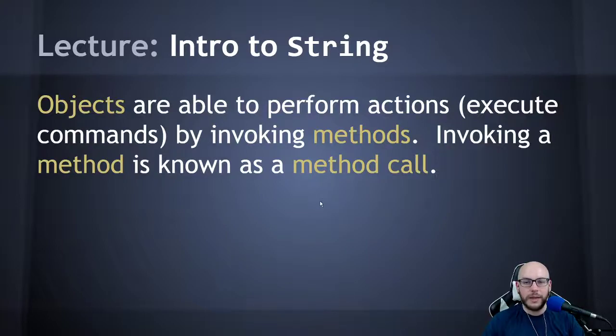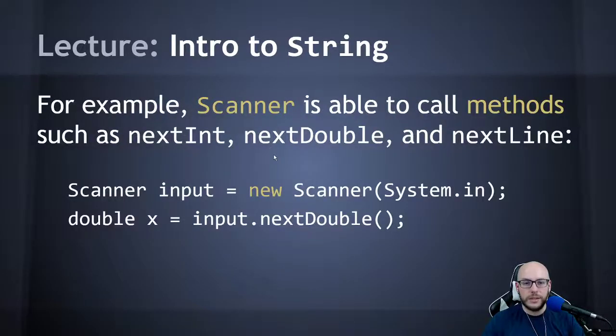Objects are able to perform actions. That is, they can execute commands by invoking methods. Invoking a method is known as a method call. So objects can call methods. For example, Scanner is able to call methods. We've done this before. We've created Scanner. In this example, I'm creating a Scanner called input. And then a little bit later, we're saying input.nextDouble. This is a method call.